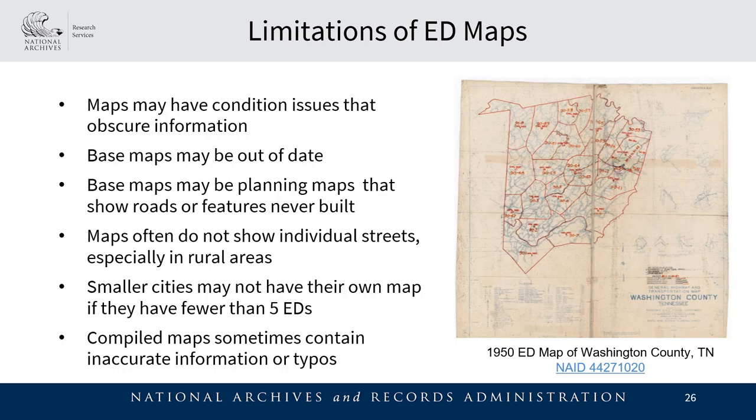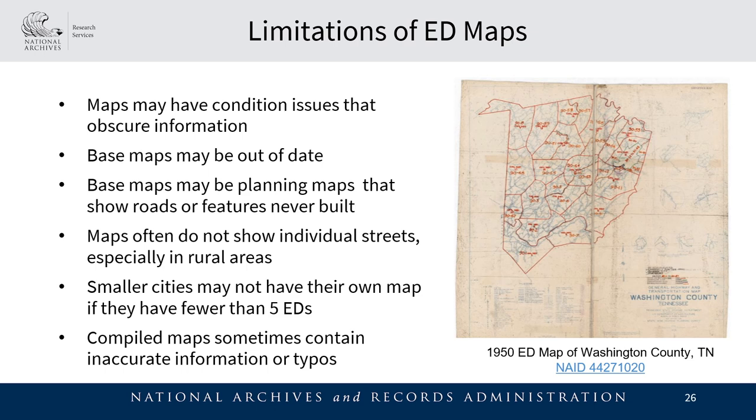While ED maps can be very helpful to researchers, there are some limitations to be aware of when using them. These maps were used by the Census Bureau, so they may have damage or wear. They may also have condition issues from tape, folds, tears, or other issues that can obscure information. You can see a fold line running down the center of this map of Washington County, Tennessee, possibly obscuring some information. Additionally, base maps may have been out of date.